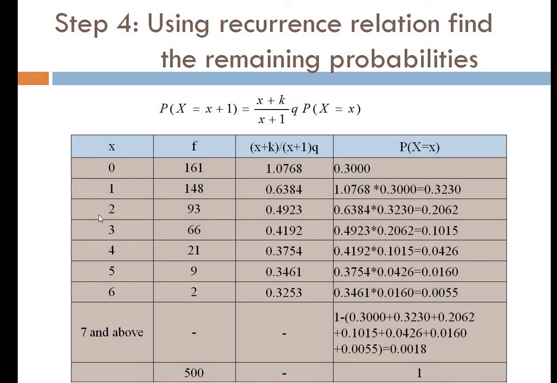Similarly, probability of x equal to 2 is multiplication of this and this, we get 0.2062. Similarly, we obtain probability of x equal to 3, 4, 5, 6. This last probability we obtain as 1 minus sum of these probabilities. So 1 minus sum of this probability gives 0.0018. So this is probability of x equal to 7 and above.